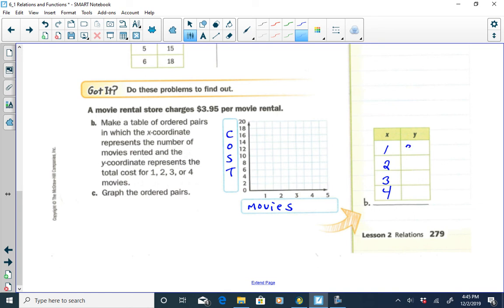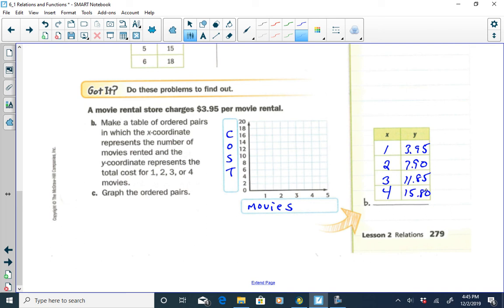Well, the cost for one movie is $3.95. The cost for 2 movies would be what? 4 times 2 is 8, so that's going to be $7.90. 3 movies, 3 times 4 is 12, so that's going to be $11.85. And then 4 times 4 is 16, so that's going to be $15.80.